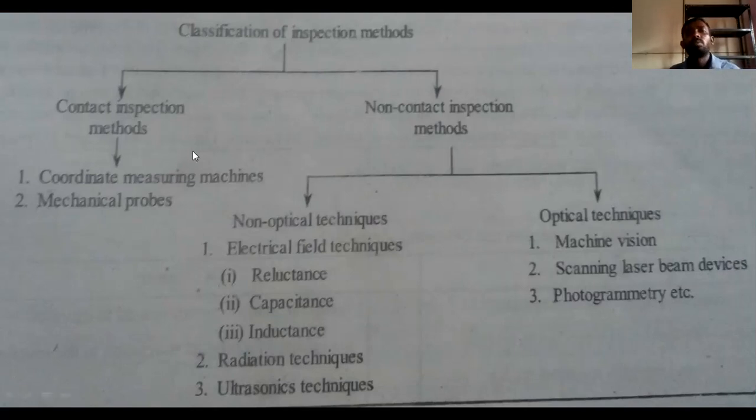So that is our today's class. In tomorrow's class we will discuss optical techniques. In optical techniques we have three classifications. The first one is machine vision design. The second one is scanning laser beam device. The next one is photogrammetry. So thank you, amma. These are today's class topics.